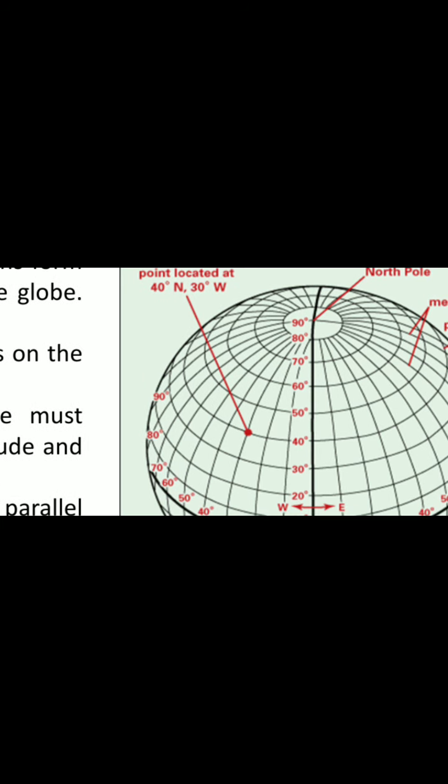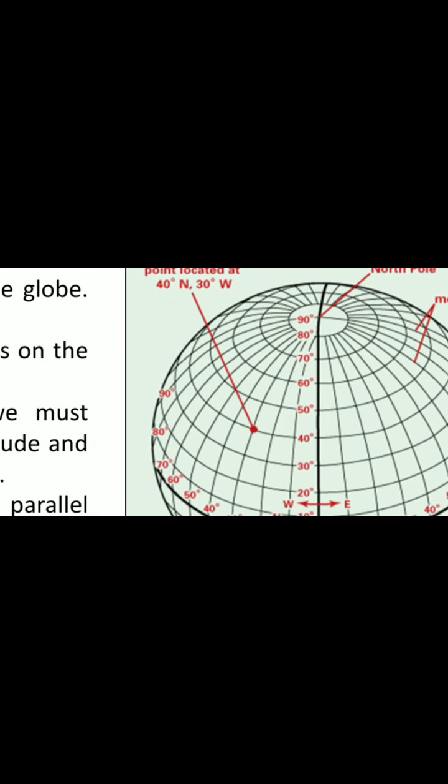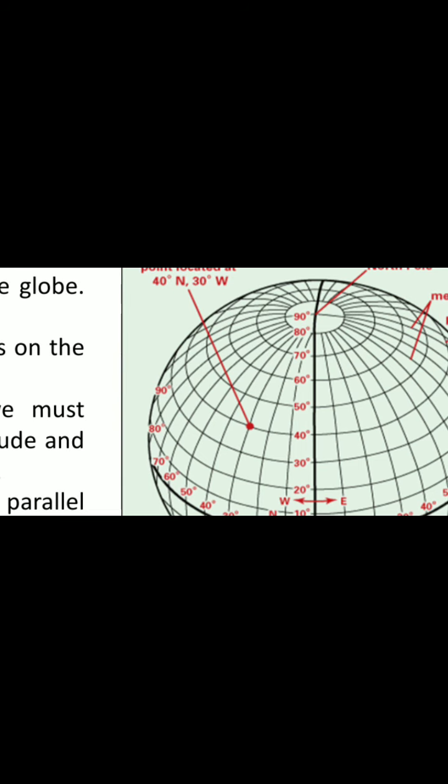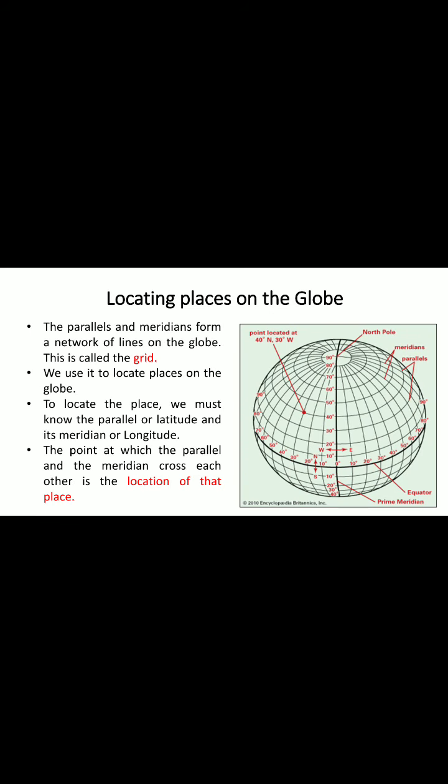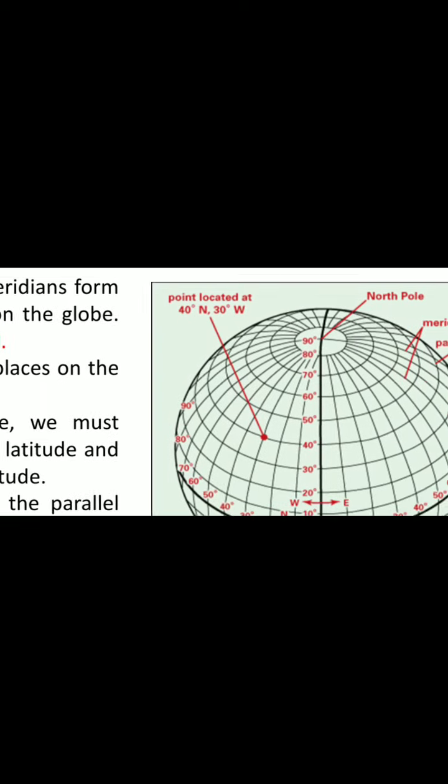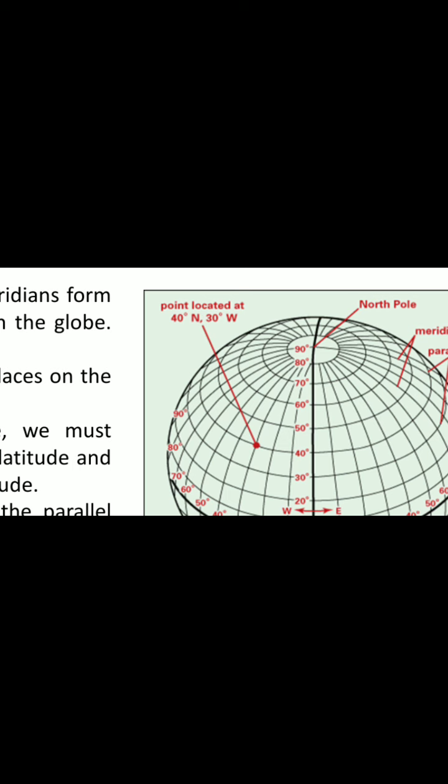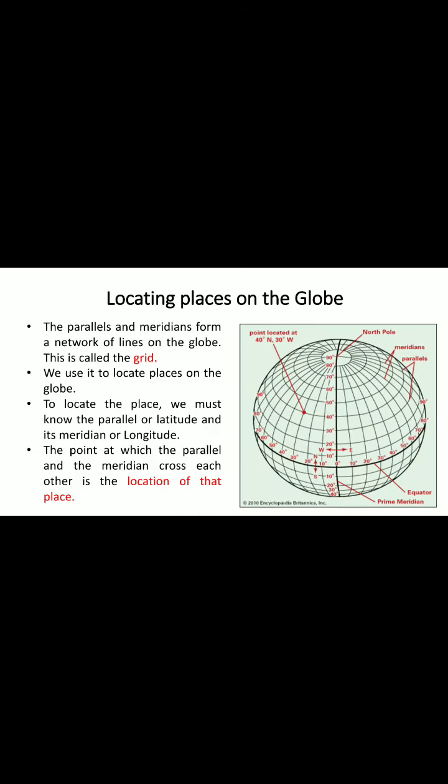So why 40 degree north? Because it is in the northern hemisphere. And why 32 degree west? Because it is towards the western hemisphere, right? So we use it to locate places on the globe. To locate a place, we should know the parallels or latitude and the meridians or longitude. The point at which the parallel and the meridian cross each other is called the location of that place. I just explained that this red point is known as the location of that particular place.